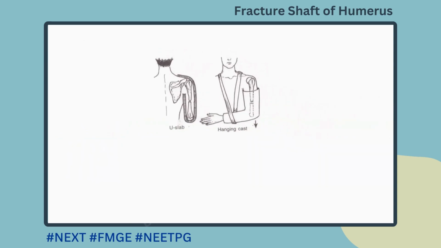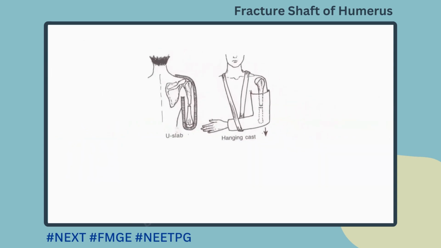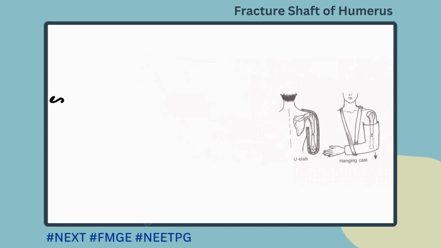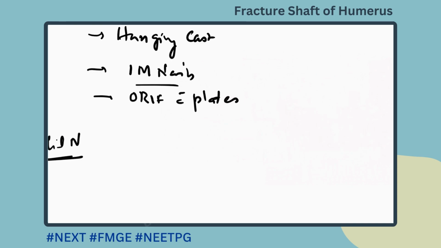If you see this picture, you can see how a hanging cast is being applied. This is how a hanging cast or U slab is applied, where the fracture is treated conservatively without surgery using a POP, plaster of Paris. You can also treat this fracture by surgical means, using intramedullary nails or ORIF with plates.